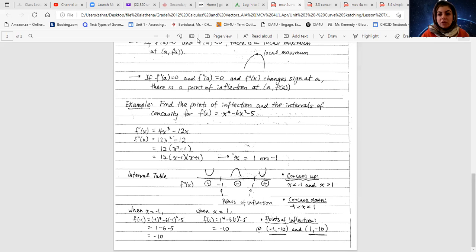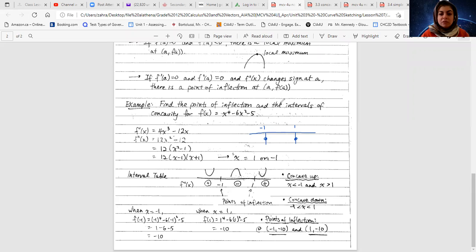Then you need to do the number line. Here I'm going to do the number line. Negative 1 is the smaller one and 1 is the bigger one. You put a line below that. At negative 1 and 1 your second derivative is 0, and where the second derivative is 0, these are points of inflection.